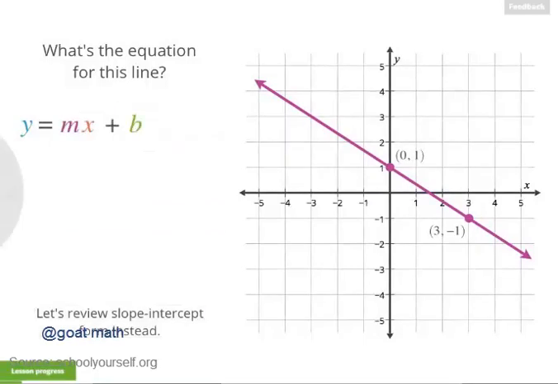Right, the equation for a line is y equals mx plus b, where m represents the slope and b is the y-intercept. So can you figure out this line's slope and y-intercept based on the graph over here? Then plug those numbers back into your expression.